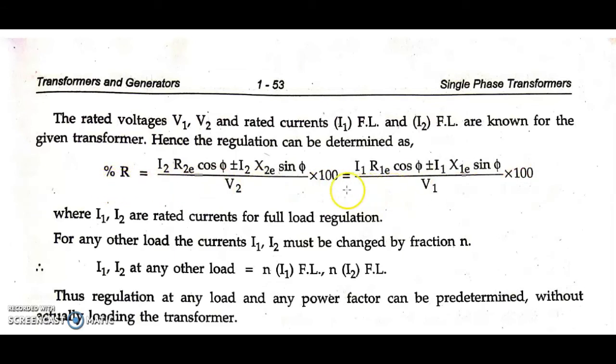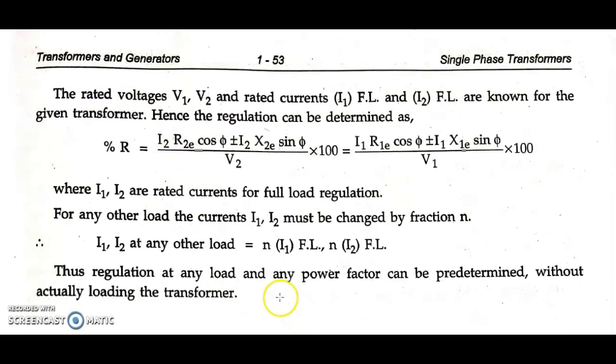If you want to calculate regulation at any load condition, then you need to multiply the n parameter on the numerator side. That is, n I2 R2e cos phi plus or minus n I2 X2e sin phi, similarly n I1 R1e cos phi plus or minus n I1 X1e sin phi, divided by V1, into 100. Again, cos phi is the power factor at any load. Depending upon your need, you can substitute the value of the power factor and calculate the regulation of that particular transformer. Thus regulation at any load and any power factor can be predetermined without actually loading the transformer.